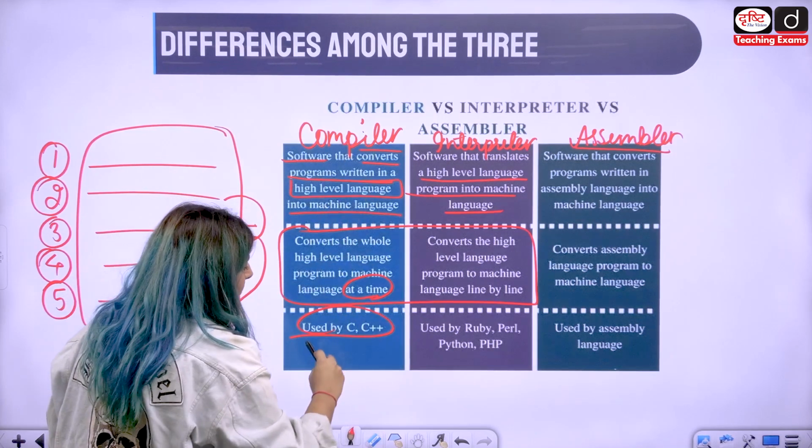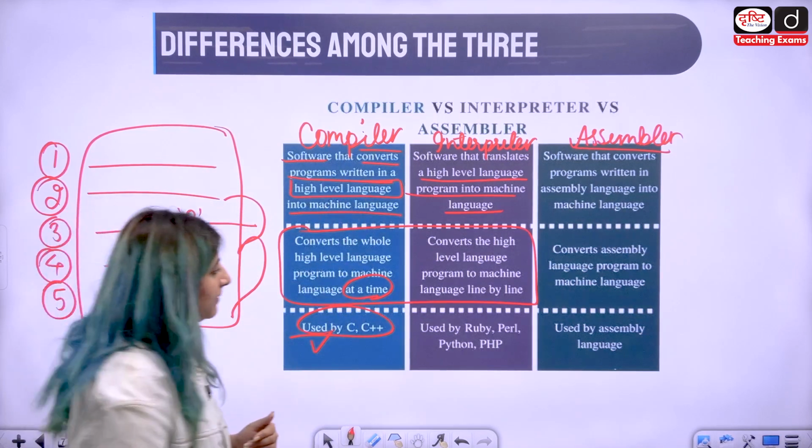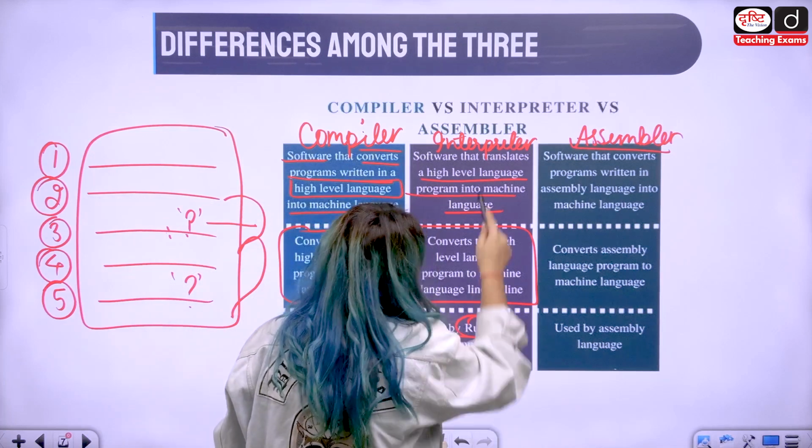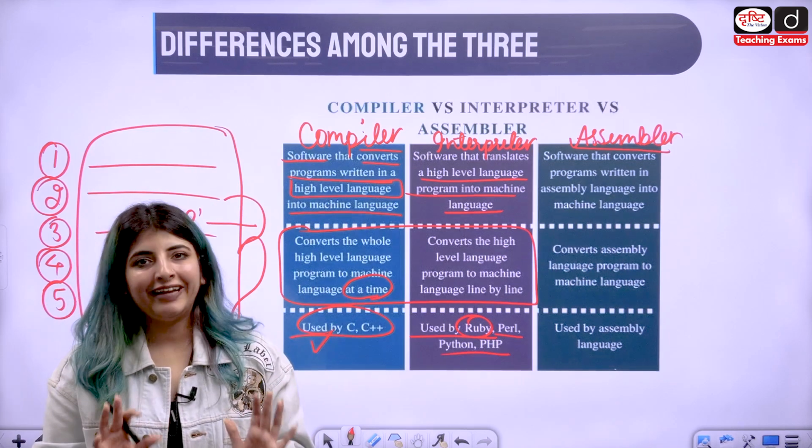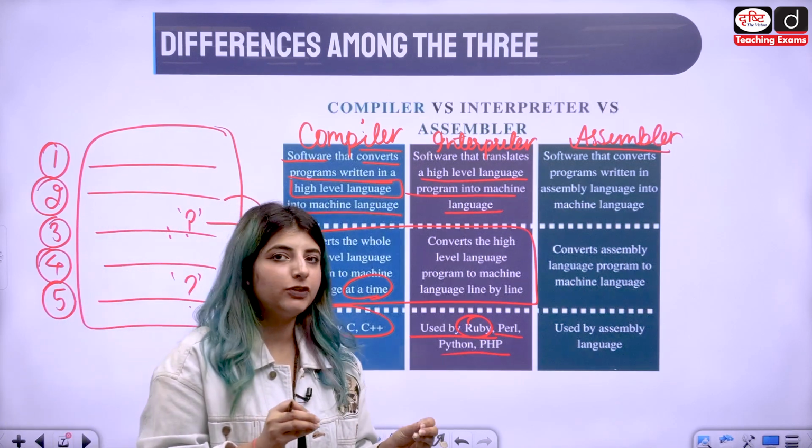Now, compiler examples: it is used by C, C++. On the other hand, our interpreter is used by Ruby, Perl, Python and PHP. All of them are programming languages. Okay, that is where language processors are being used.